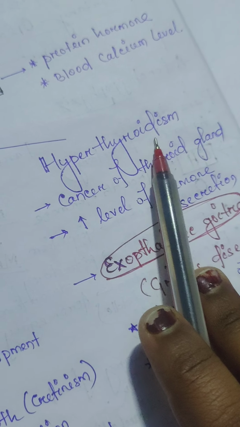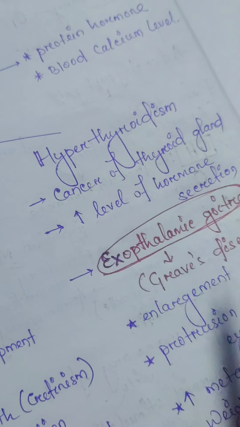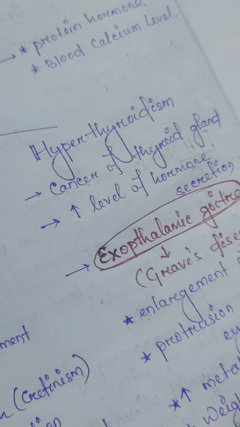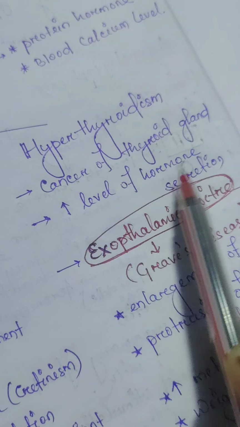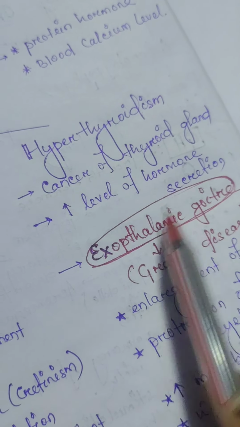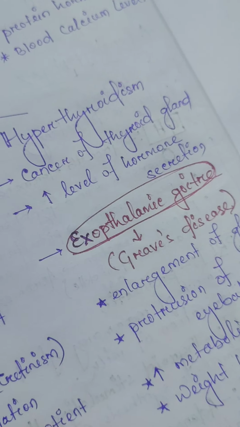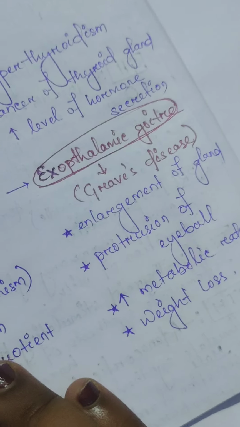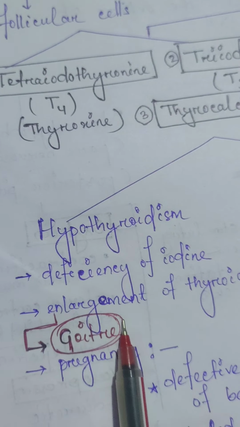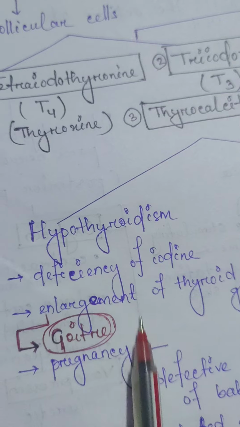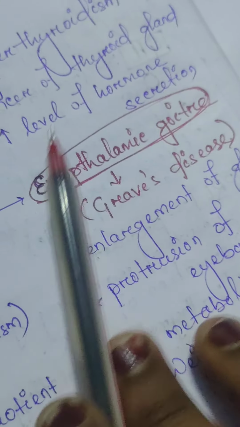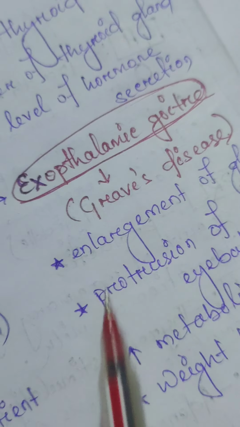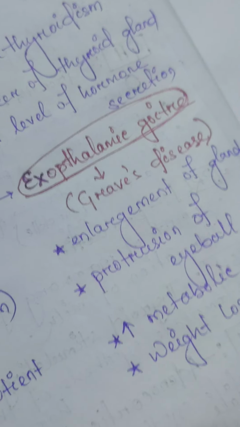Hyperthyroidism is caused due to cancers in the thyroid gland or the thyroid gland cells. It increases the level of hormone secretion. It causes exophthalmic goiter. You can notice the difference over here that in hypothyroidism, a person suffers from goiter, and in hyperthyroidism, a person suffers from exophthalmic goiter. That is also known as Graves' disease.